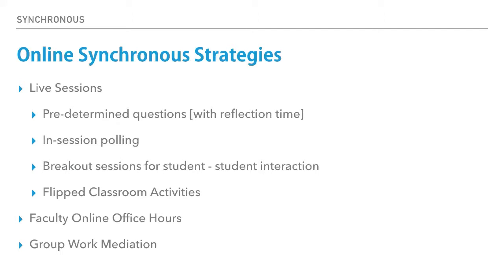For this part, we're going to go over some live session strategies. Here are some things to think about. You could have predetermined questions with reflection time, just like we saw on the chart in the previous slide. In-session polling, breakout sessions for student-to-student interaction, and flipped classroom activities. Flipped classroom activities are when students come prepared with readings, videos, research, anything you would have had them do outside of the synchronous time, to come prepared for your online session.